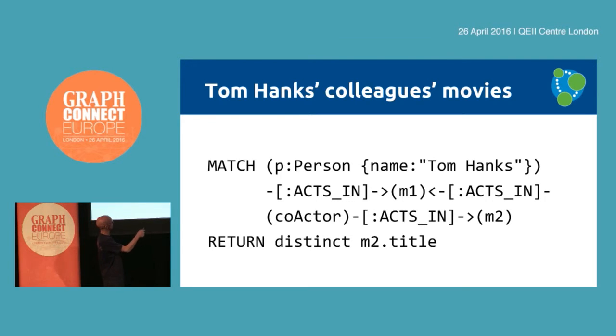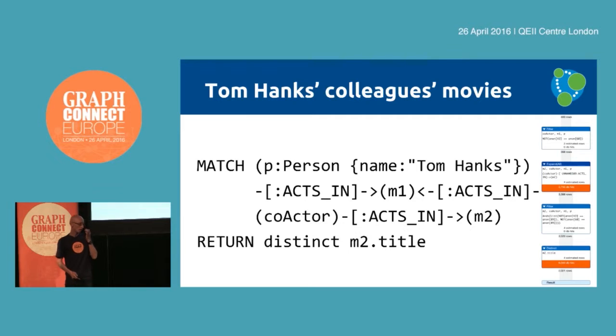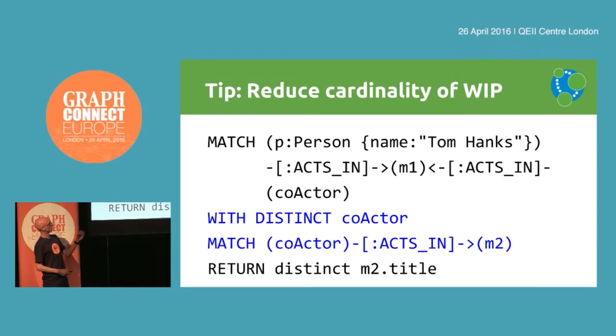So this is the new keyword for us. And so we might write it like this to start with, and this is the plan that we'd get, something like this. And so you can see there's quite a lot of work here, and then there's quite a lot of work again once we start doing the distinct. And so the way that we can optimize this is by reducing the amount of work in progress that we've got.